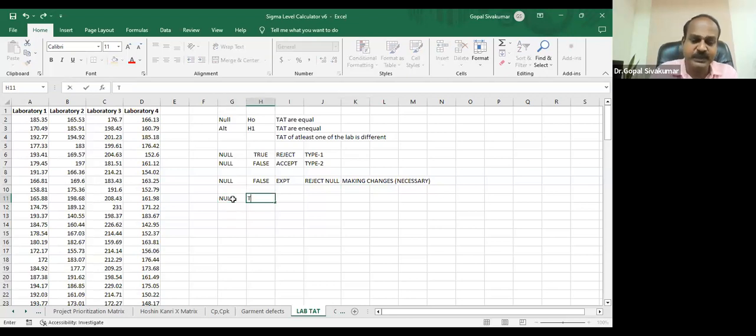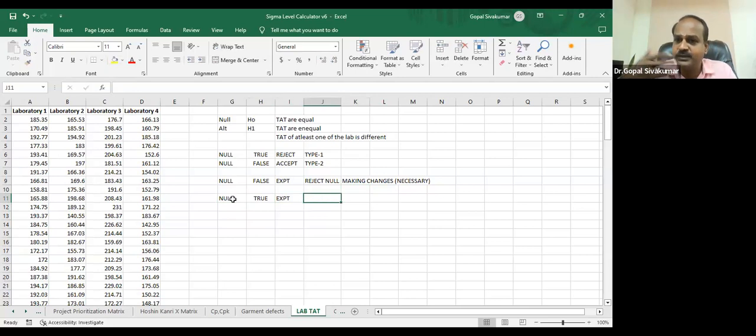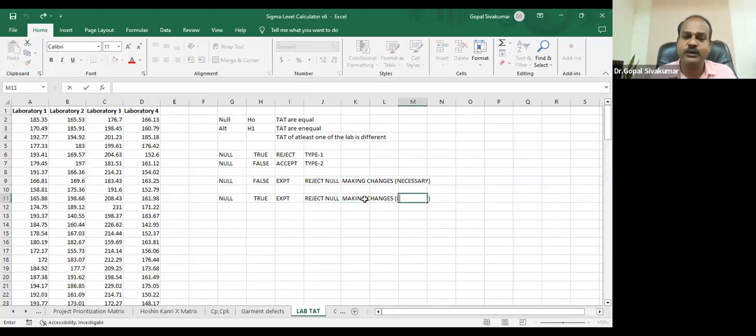Sometimes your company's belief is true, you have done an experiment, and your experiment conveyed the dead opposite. Now what do you do? Right? Now also, imagine the null hypothesis is true, but you still reject the null. Now what are you doing? Now also you are making changes, isn't it? You are trying to make changes. But this time, is your change a necessary change or an unnecessary change?